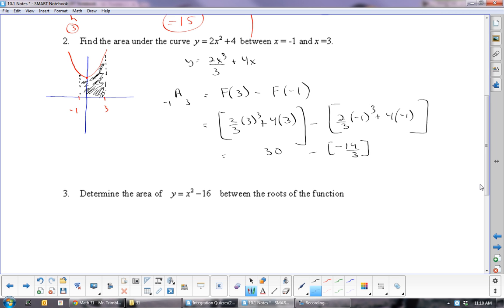Now, because this is all above the x-axis, we know we don't have to take the absolute value of it, right? So you don't take the absolute value of those separate ones. Do the math like it is, and the 30 minus negative 14 over 3 gives you 104 over 3.